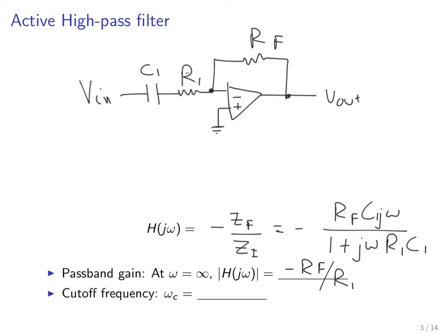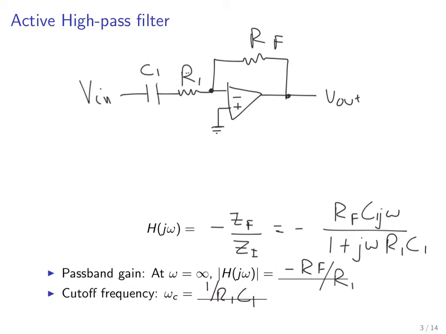Likewise, the cutoff frequency is given by 1 over R1 C1, which makes sense because those are the two factors multiplying with omega here. Now, just as we talked about before for the low-pass active filter, we can adjust the gain and the cutoff frequency independently. So if we want to change the gain but not the cutoff frequency, we would change RF, because you can see that the cutoff frequency is independent of RF.